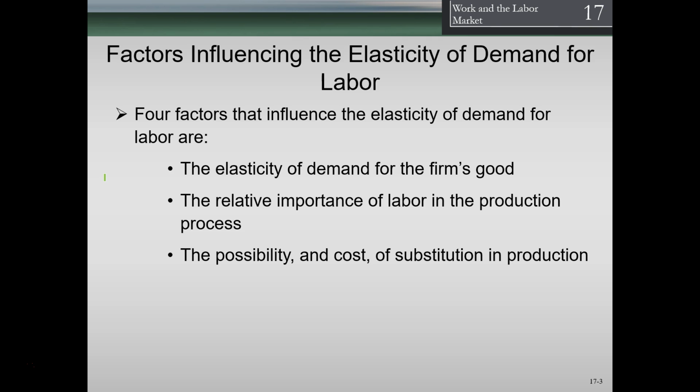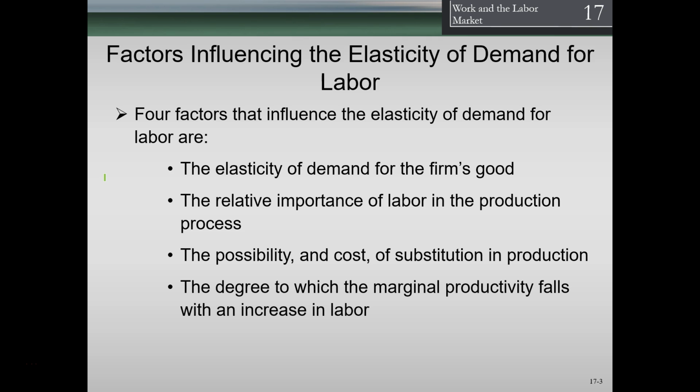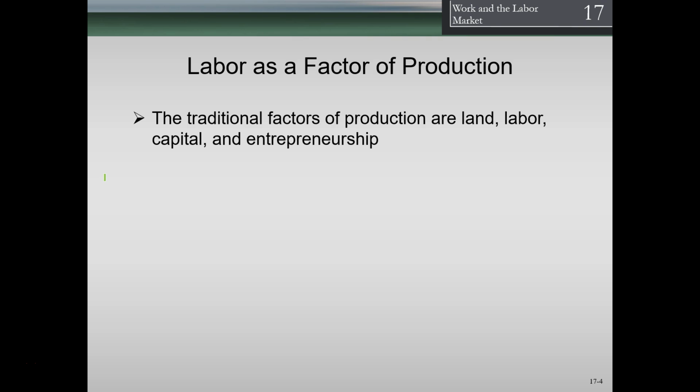Third, the possibility and cost of substitution in production. There could be something else that we could do other than labor, possibly in some instances. The example most often presented would be that if the cost of labor goes up a lot, maybe it's possible to automate many types of processes, and in that way we could substitute for the labor. Fourth, the degree to which the marginal product falls with an increase in labor. Remember that we have diminishing returns at some point, so the degree to which more labor will have a diminishing return will affect the elasticity of labor.